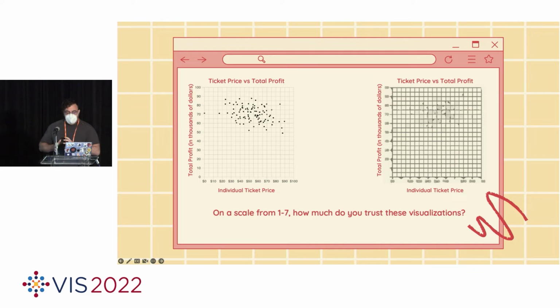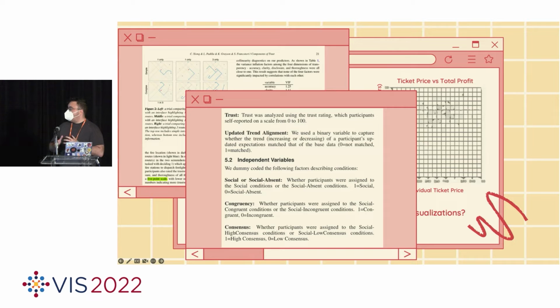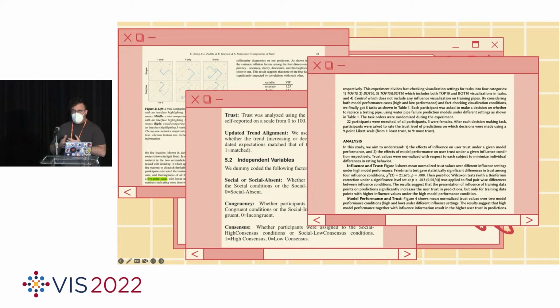Now, you might be quite confused by this question, but this is a very common method of measuring trust in visual data communication. Here we can see a paper that measured trust on a 5-point scale from low to high trustworthiness. We have another that measured trust on a scale from 0 to 100. And another paper measured trust on a 9-point Likert scale from least trust to most trust.